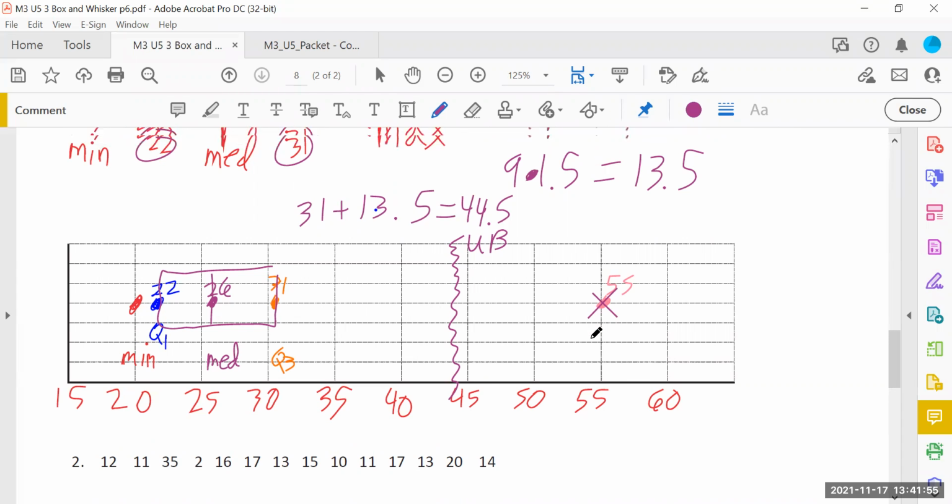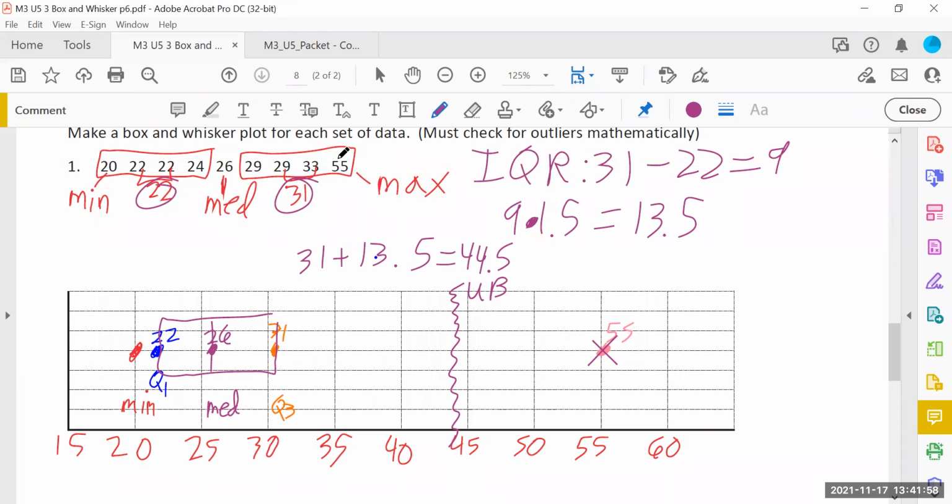Now, I have to go back to my data set and find the next biggest number. The next biggest number is 33. So I'm going to put that in here. Actually, it should be even like right there. 33. That's going to be my whisker. Instead of going all the way up to 55, I go to the next biggest number.